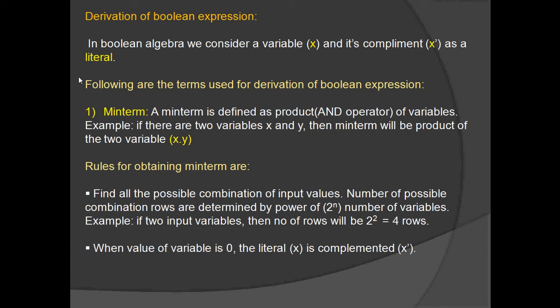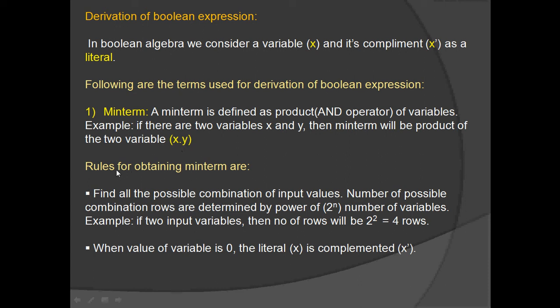A min term is defined as the product, that is an AND operator, of variables. So the product of the variables is called a min term. Example, if there are two variables x and y, then the min term will be the product of the two variables, that is x dot y. So the Boolean expression x dot y is actually a min term, right? That is the name given to the Boolean expression when we use the logical AND operator between the two operands, that is x and y, or x dot y, or x multiplied by y.